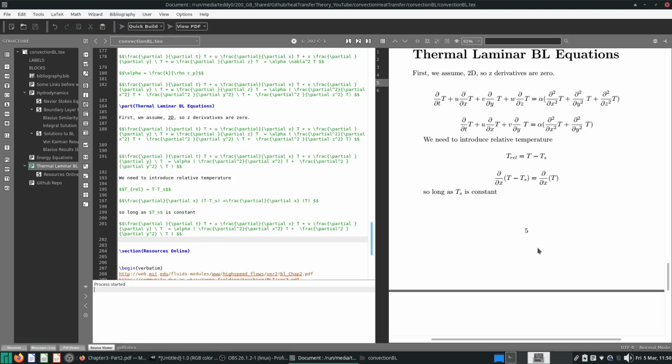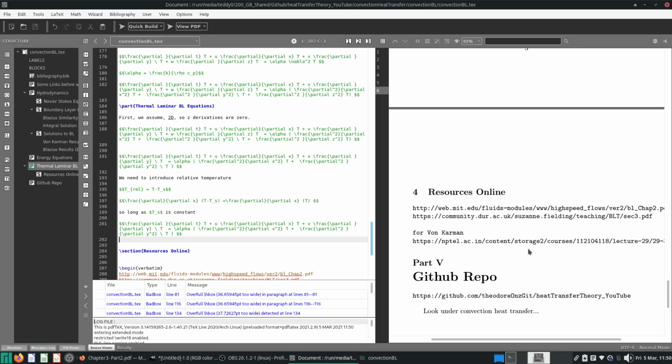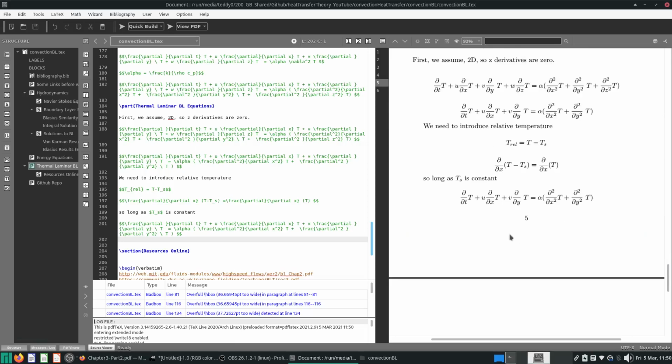So for the simplest of cases, we assume a constant temperature plate. There are other cases where the plate may not be at a constant temperature. You may prescribe a heat flux to it, but that's a different case altogether. I'm not going to go through that first. There's a bit more work to do.